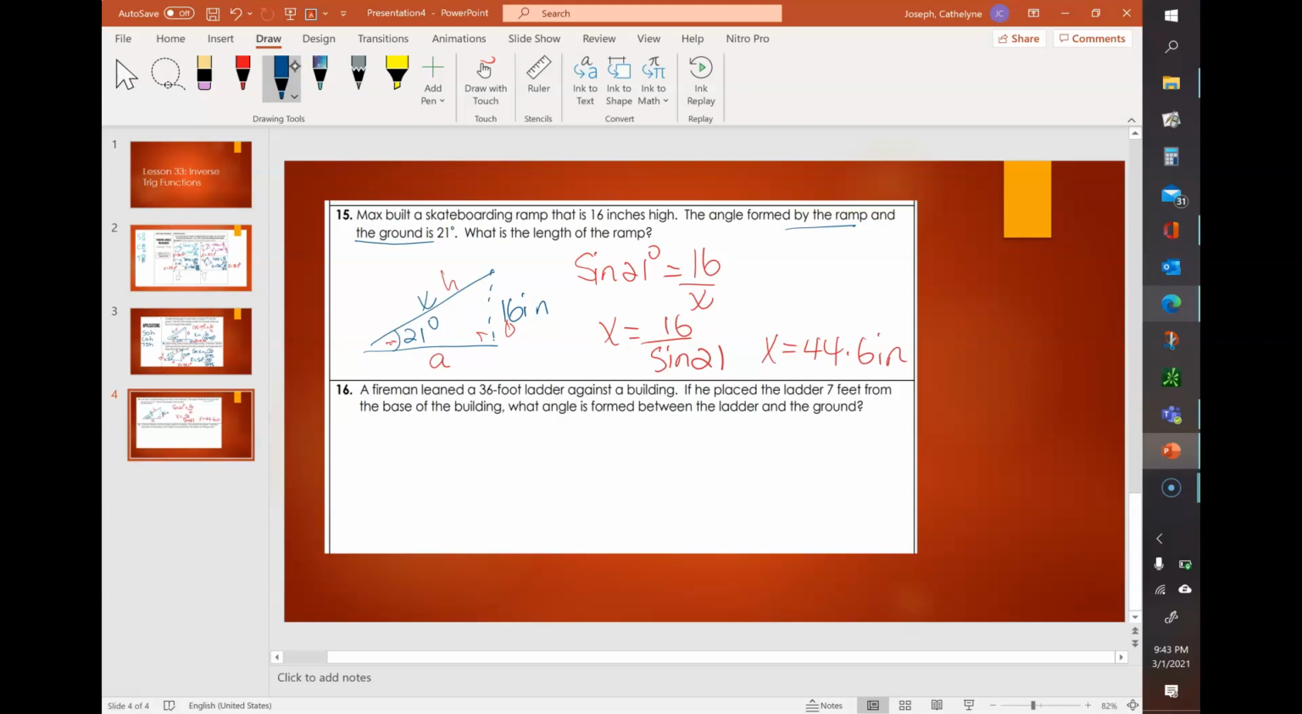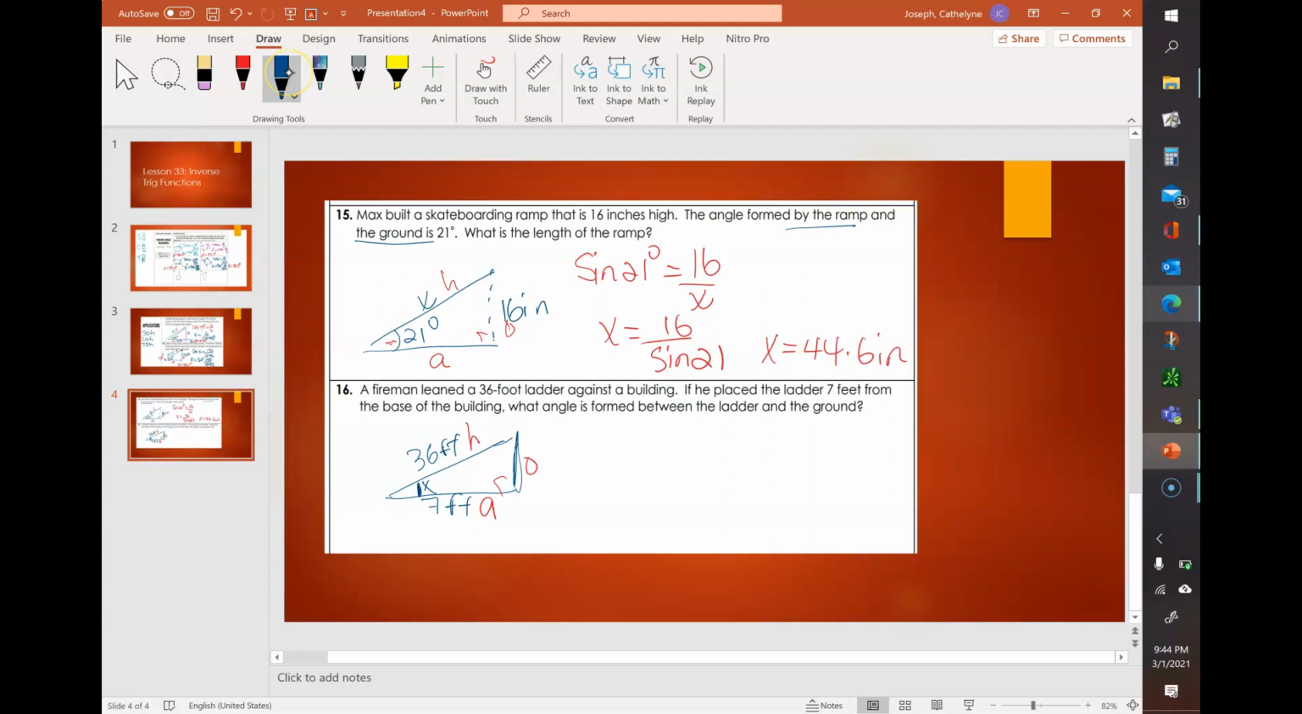Okay, so now for number 16, we have a fireman leaning a 36-foot ladder against a building. So here's the ladder, and it's 36 feet. If we place the ladder 7 feet from the base of the building, so if this is the building here, it's 7 feet from the base of the building. They want to know what angle is formed by the ladder and the ground. So we're looking for that angle right here. That's going to be our x. So again, this is going to be H, O, and A. Opposite, adjacent meaning next to, and then the hypotenuse. Remember the hypotenuse is the longest side.